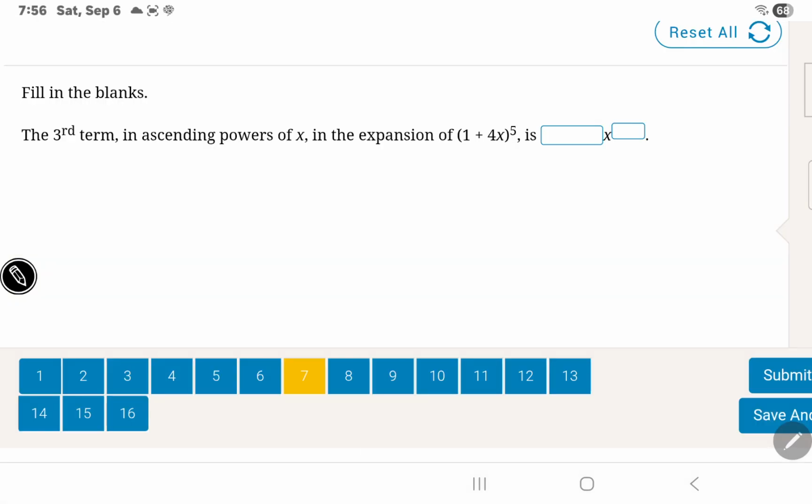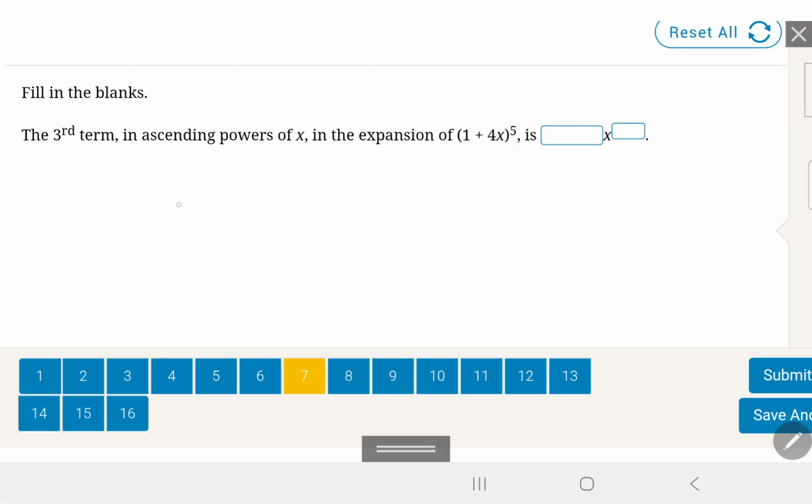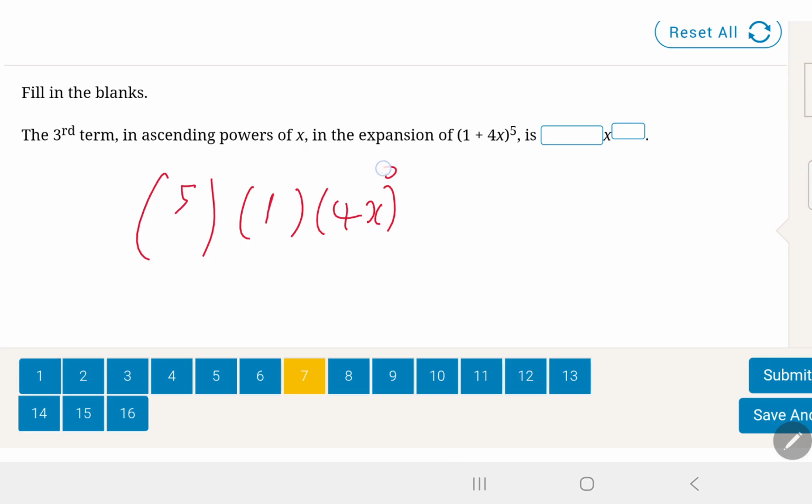Question number 7 now. The third term in ascending powers of x in the expansion is what? So here, all the terms must seem like this. Here you have 1, here you have 4x, and here you have 5. So the third term, I want term number 3 in ascending powers of x. Ascending powers of x means here I have to put 0 and here 5. Like this, I'm getting the terms in ascending powers.